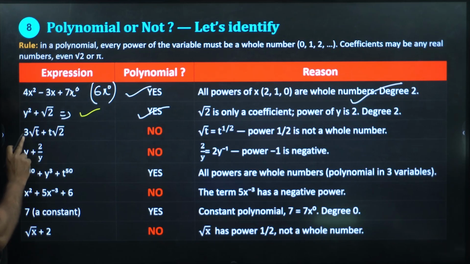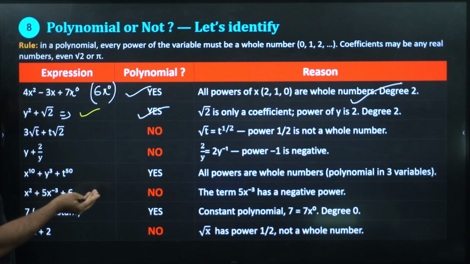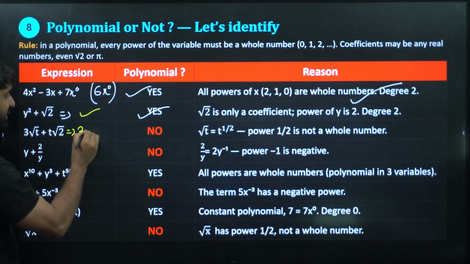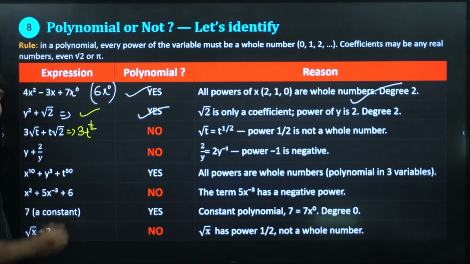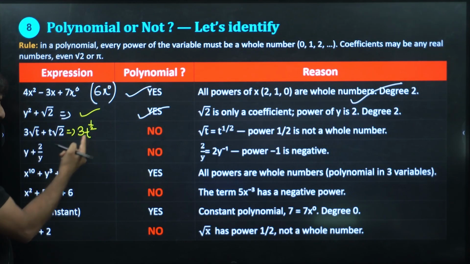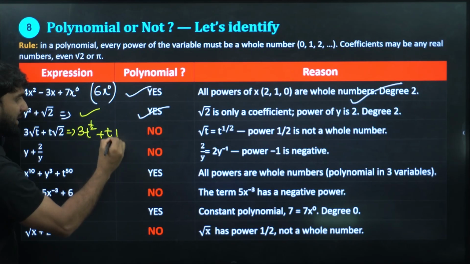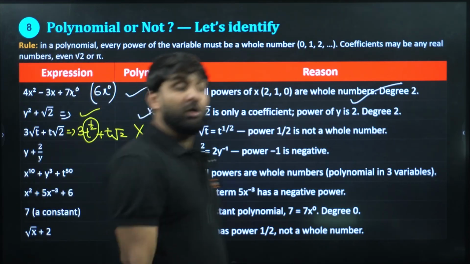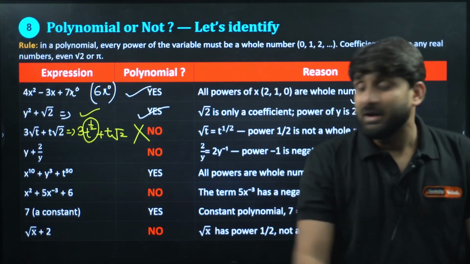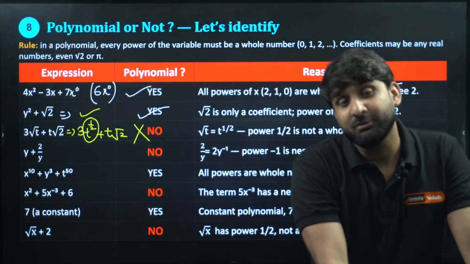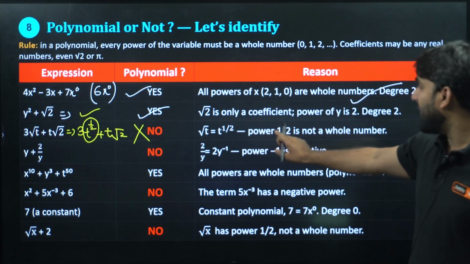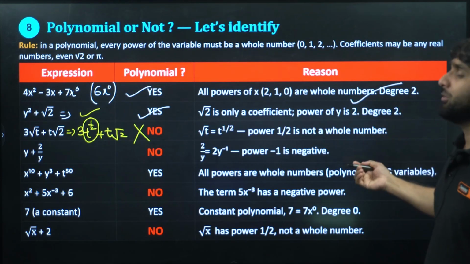Third, look at this polynomial: 3 under root t. Oh my god, t is a variable, because t is an alphabetical letter. So 3 root t, my dear champion, after removal of root, this equation will look like 3 t to power half. Because of this, it can't be a polynomial, because t is a variable here and the exponent of the variable is half. The reason is mentioned here: root t can be written as t to power half. Power half is not a whole number, so it will not be a polynomial, so no.